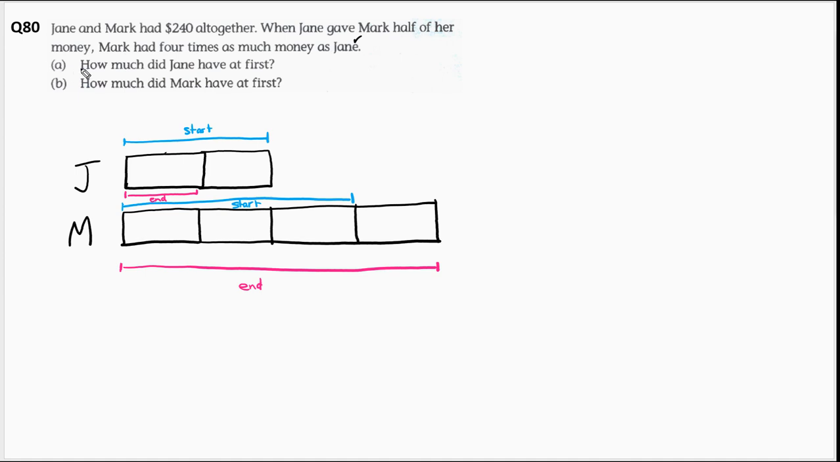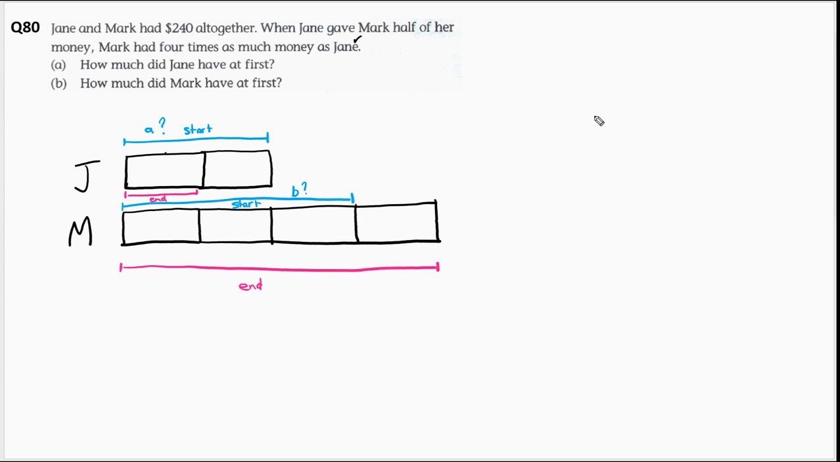So where are our questions? How much did Jane have at first? Well, this is A. And B is how much did Mark have at first? So this is B. Okay, well, let's do some calculating.